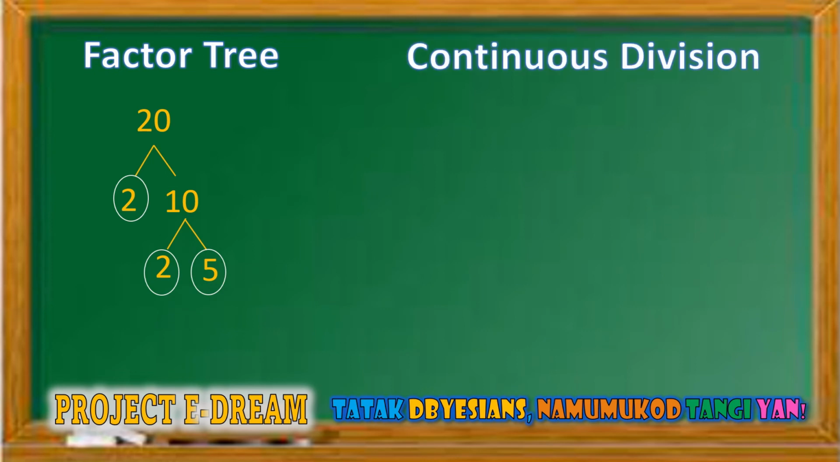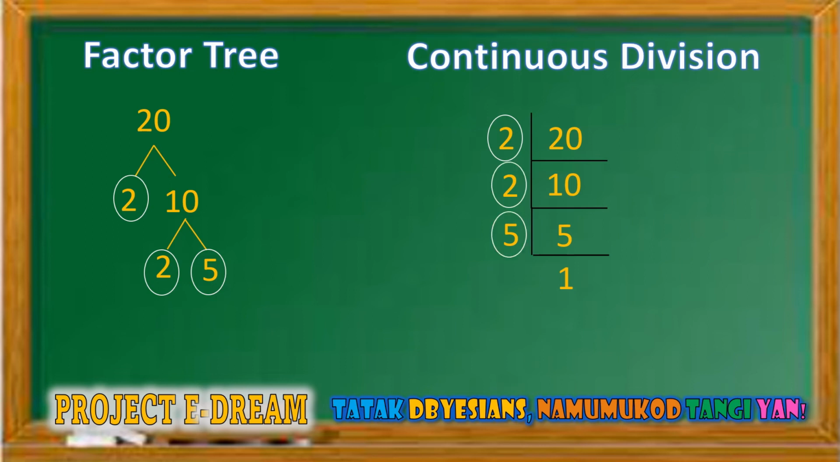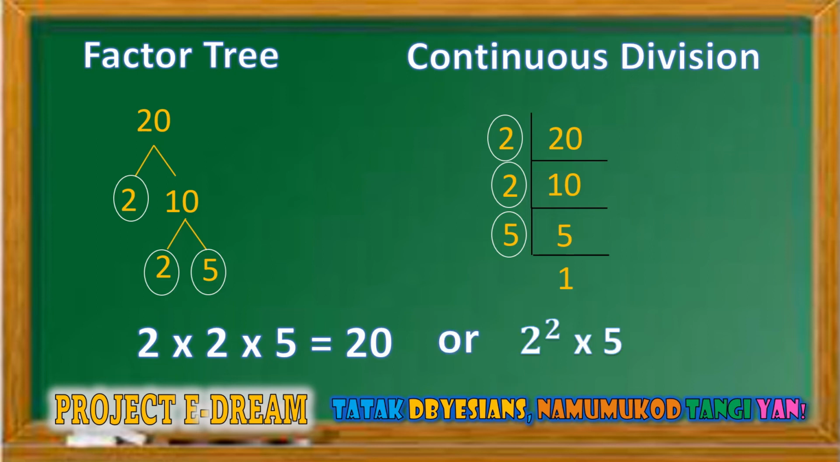How about if we use continuous division? So 20 divided by 2 is equal to 10. 10 divided by 2 is equal to 5. 5 divided by 5 is equal to 1. So the prime factors of 20 are 2 times 2 times 5. If we use factor tree and continuous division, they have the same answer. 2 times 2 times 5, or 2 to the 2nd power times 5.